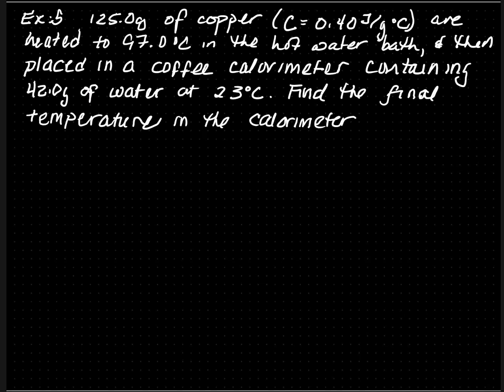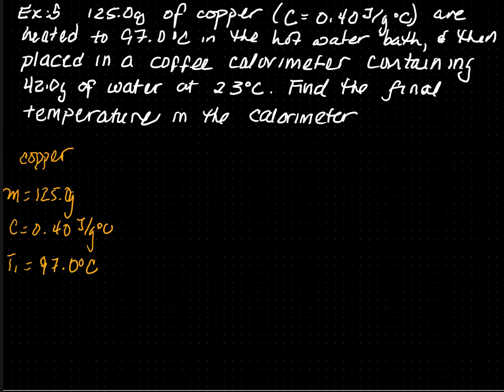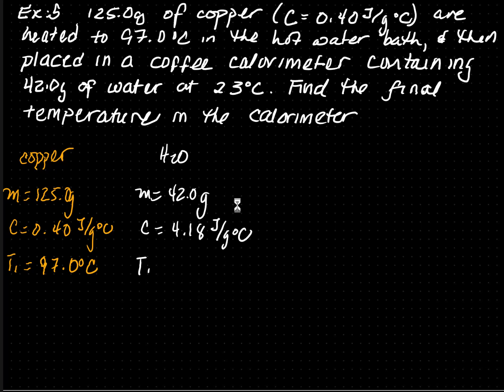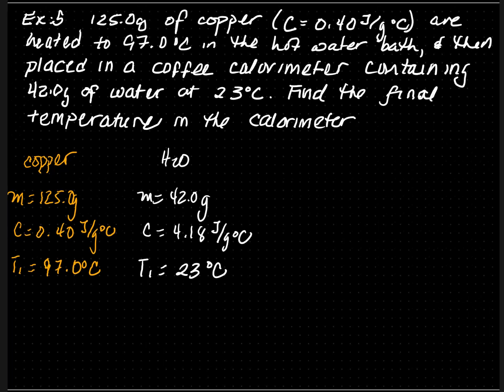So we have a substance, copper, with a mass of 125 grams. It has a specific heat constant of 0.40 joules per gram degrees Celsius with the initial temperature of 97.0 degrees Celsius. It's placed in a coffee calorimeter containing water. So we know we have a second substance, water. The mass is equal to 42.0 grams. And that water's heat capacity we know is 4.18 joules per gram degrees Celsius. My T initial is 23 degrees Celsius. We're looking for the final temperature in the calorimeter. And the final temperature is going to be the same because it's going to be at thermal equilibrium.